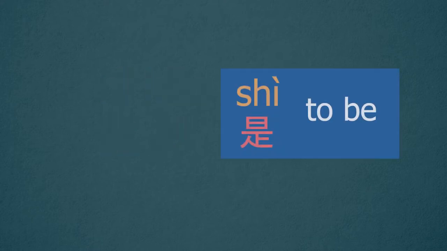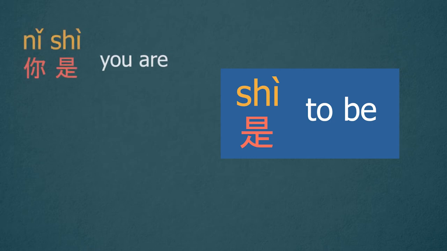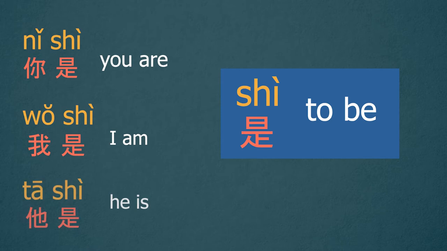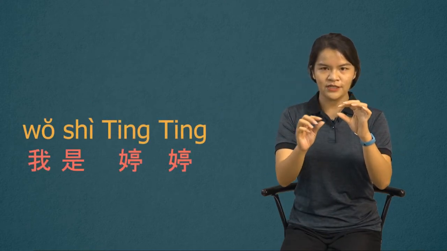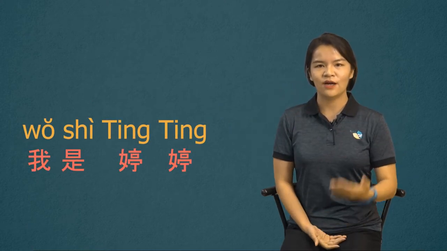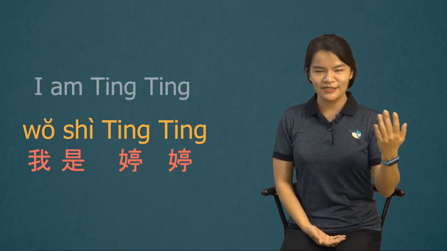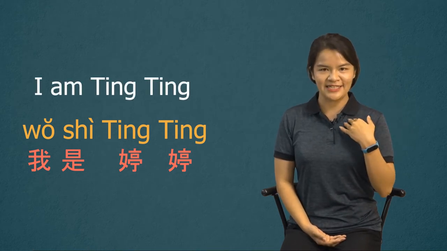Alright, let's learn a word. 是. It's a falling tone. 是 is the verb to be. And in Mandarin, there is no tense, neither verbal conjugation. So we say 是, 你是, you are, 我是, I am, 他是, he is. So we can use the word and put a name after, like 我是婷婷, I am 婷婷, like that.